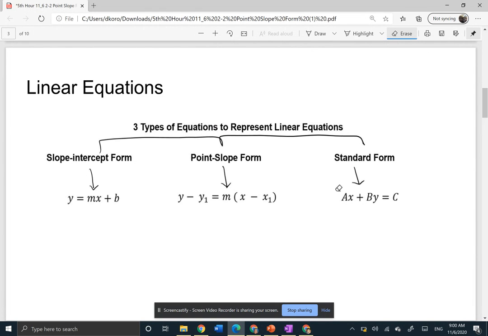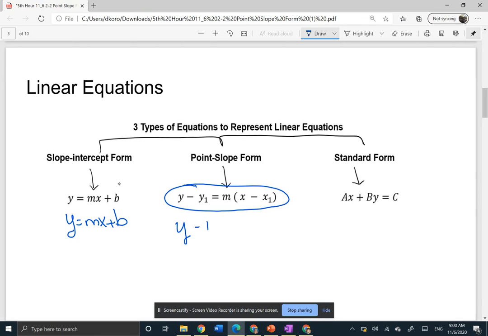Okay, linear equations. There are three types of equations to represent linear equations, okay? Our first one is slope-intercept form, which is y equals mx plus b. Our second one is point slope form, which is the one we're going to be working with today, which is y minus y sub 1 is equal to m times x minus x sub 1. And our third one is standard form, which is the lesson we're going to do next, which is ax plus by equals c. All right, so let's start over from the beginning a little bit.